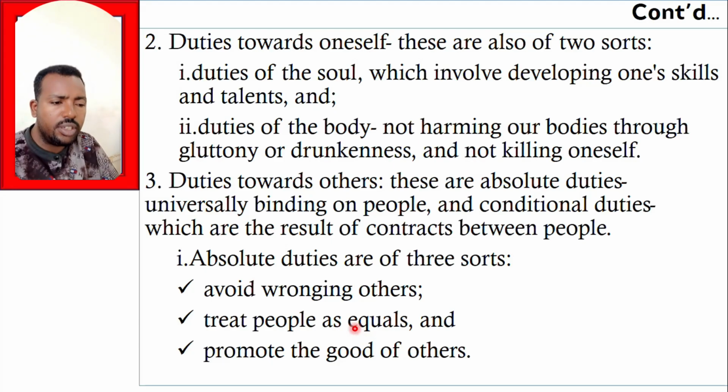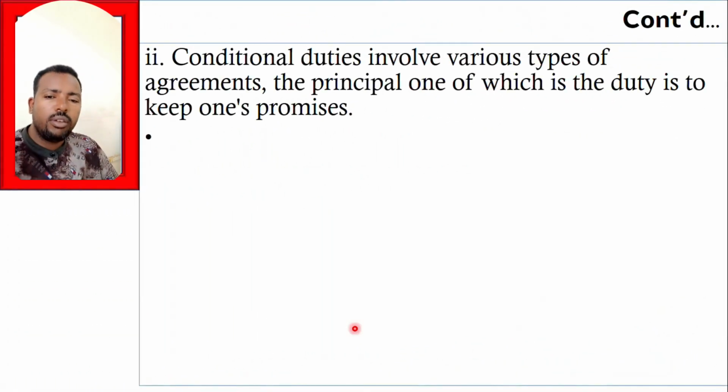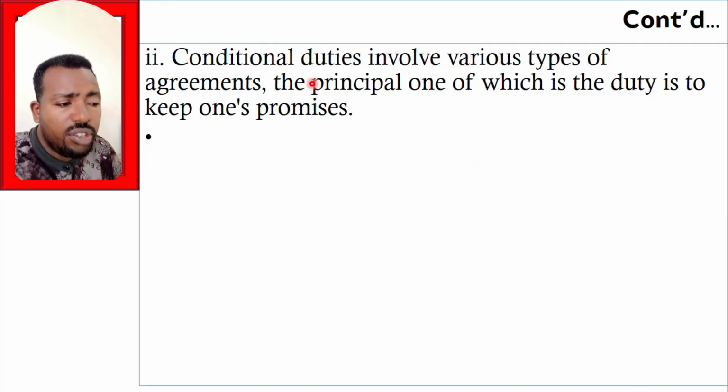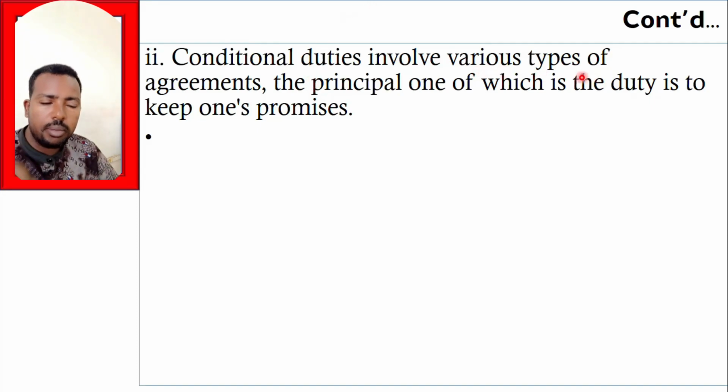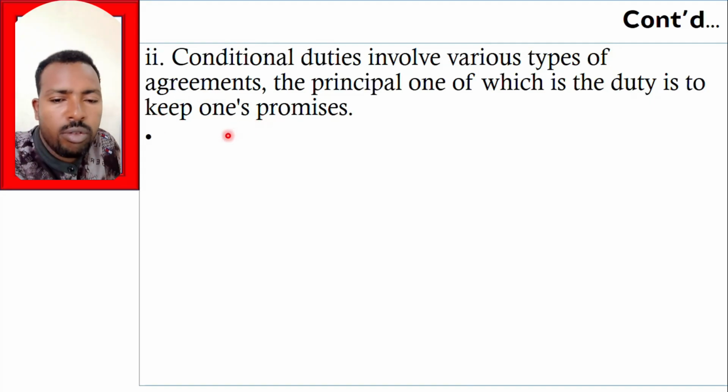Under the umbrella of absolute duties, the second part of this duty towards others category is conditional duties. Conditional duties are the result of agreement or contract between people. They involve various types of agreements, the principal one of which is the duty to keep one's promises. You are responsible to fulfill these conditional duties as much as you are capable of doing it. Otherwise, you can break it. So this is conditional duty.